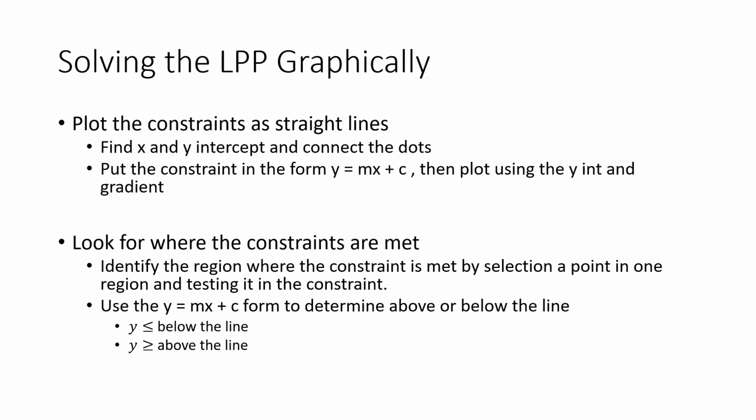So to solve it graphically, what you're going to do is plot the constraints. You first plot the constraints as straight lines, because they're linear, they are straight lines. You have your choices on how you're going to plot the constraints. You can either find the x and y intercept and then connect the dots, or you can put the constraint in the form of y equals mx plus c and then plot the y-intercept and utilize the gradient to find that second point. However you want to draw the line, go for it.